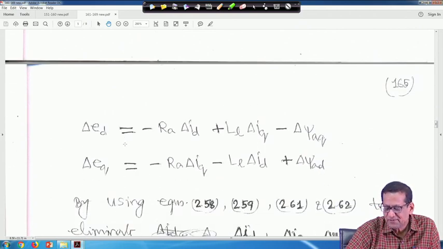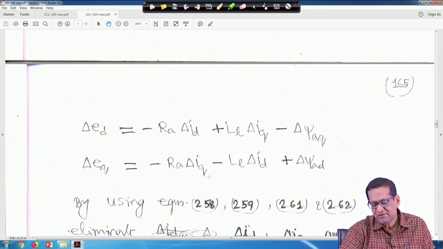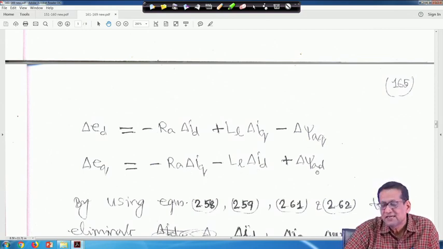Therefore, delta E d will become minus R a delta I d plus L L delta I q minus delta psi a q. Similarly, delta E q will become minus R a delta I q minus L L delta I d plus delta psi a d.